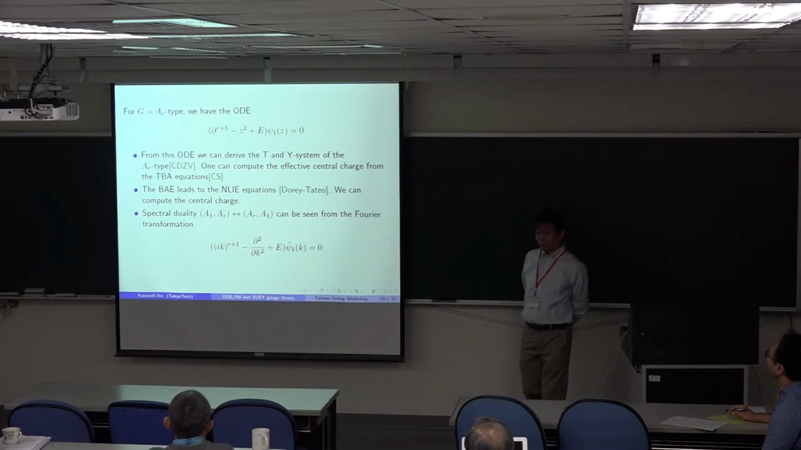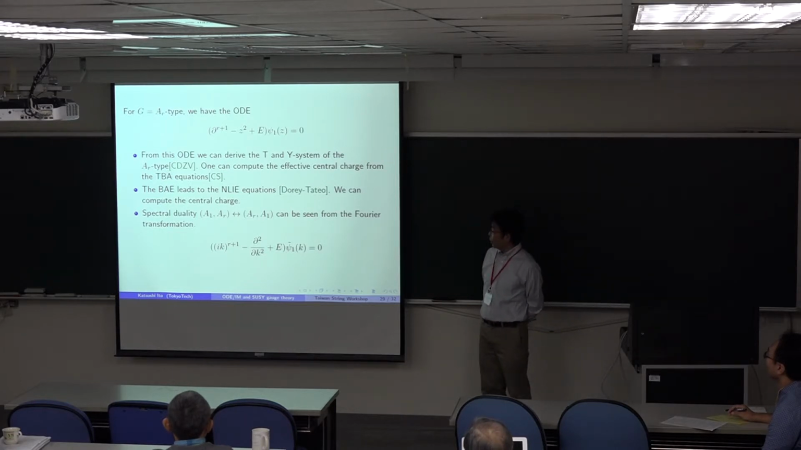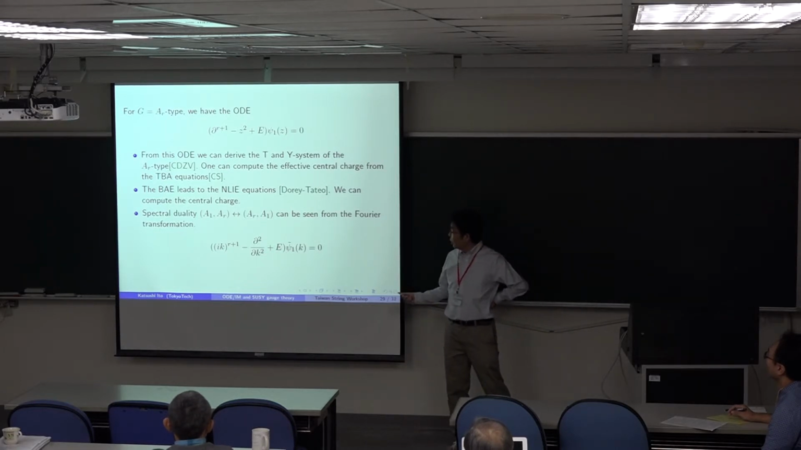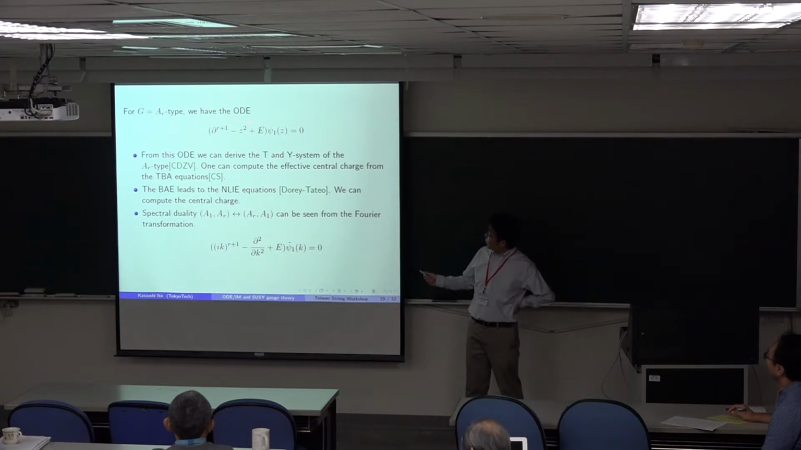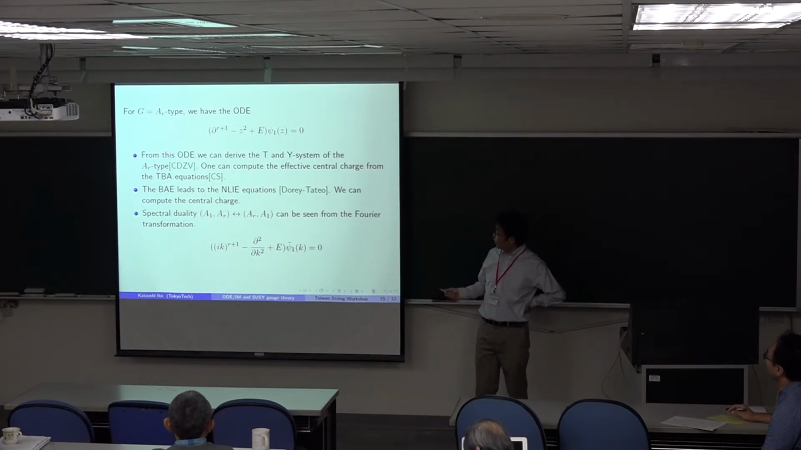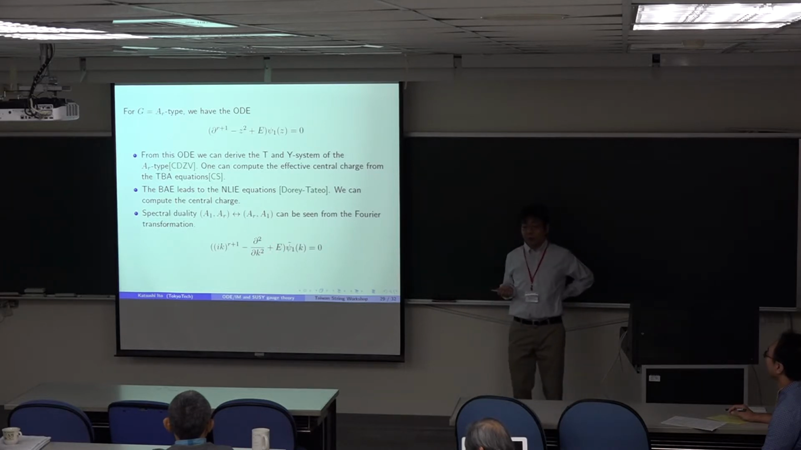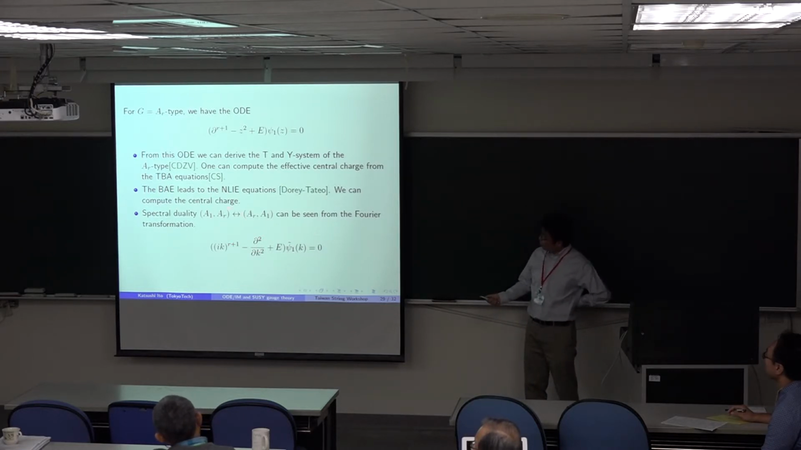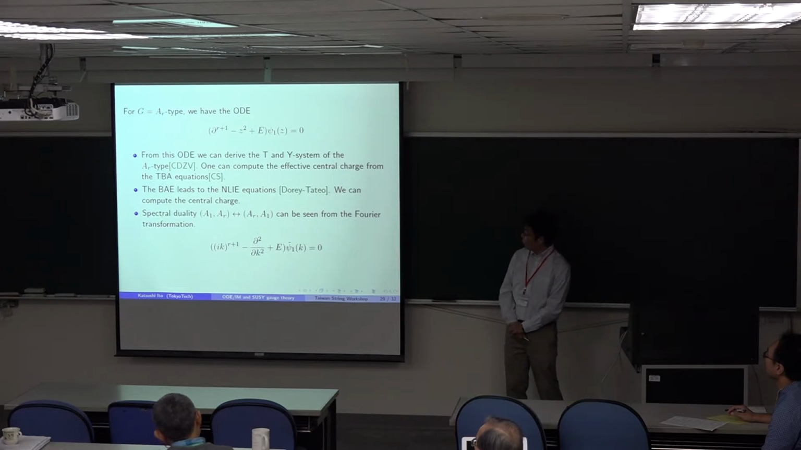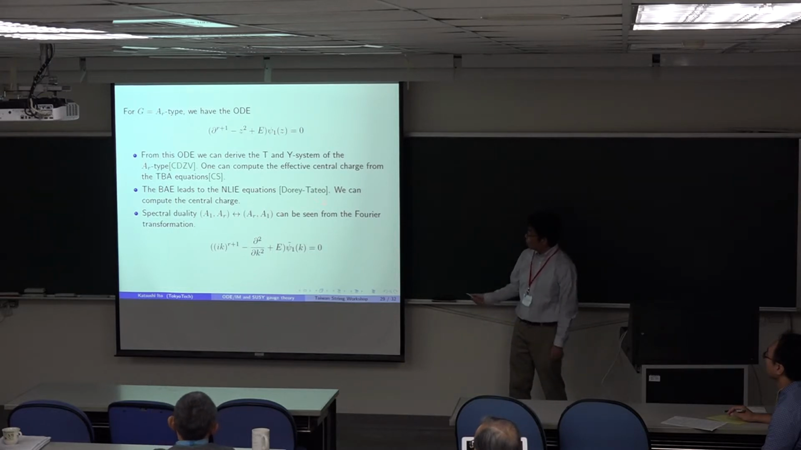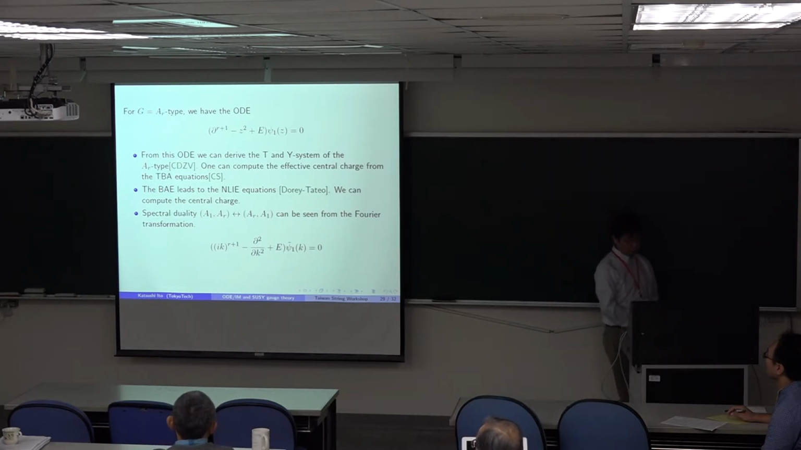Another interesting property is the spectral duality of the ODE systems. If we start from this differential equation, we can apply the Fourier transformation. That will give us a second order differential equation with potential R plus 1. That is a manifestation of the spectral duality of the RPS status.